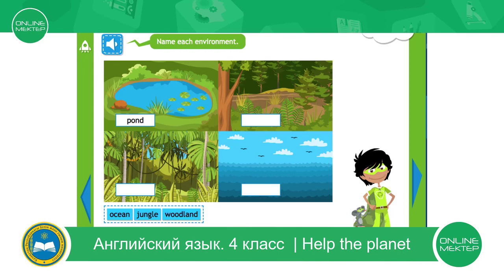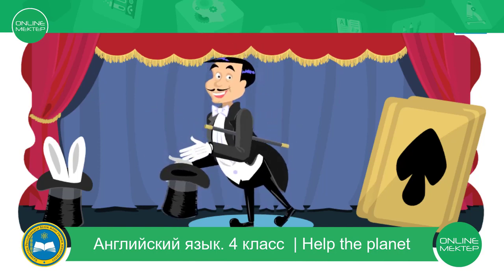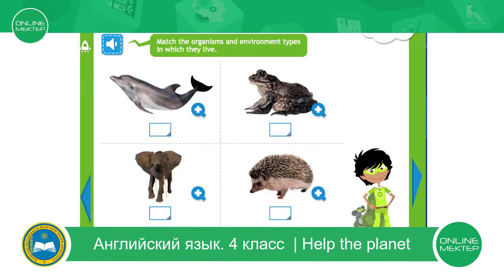What about picture number 2? You can see trees, grass, and sand. This is woodland. Look at picture number 3. What do you see? It's a jungle. In the last picture, you can see an ocean. Well done! Let's move to the next activity.